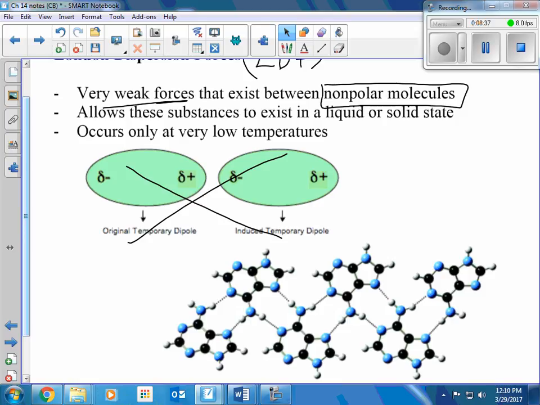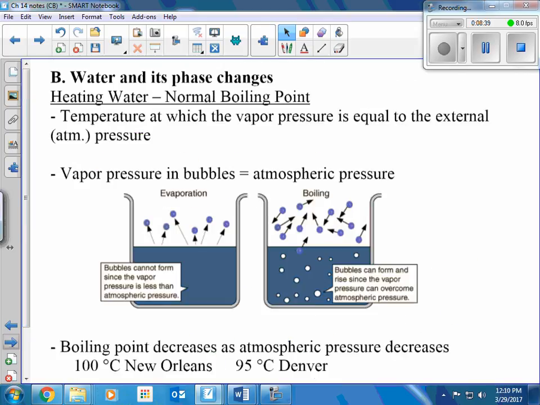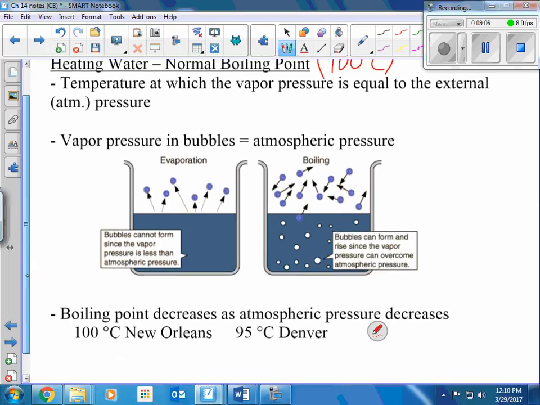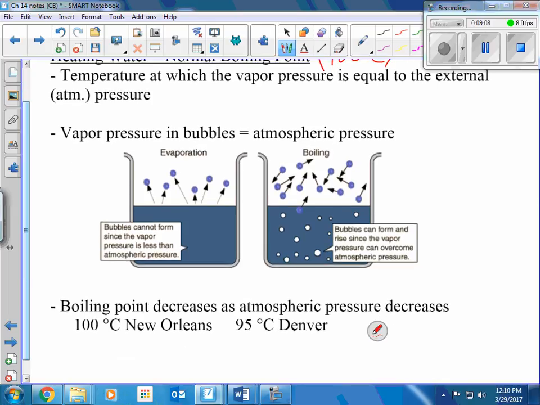Okay, then water phases and changing phase. We've talked a little bit about this already, so that's why I keep saying this is a chapter that mirrors a couple of other ones that we've been doing. If we heat water at a normal boiling point, and you should be thinking that our normal boiling point is 100 degrees Celsius here in Hastings, Minnesota, that is the temperature at which the vapor pressure is equal to the external pressure. We talked about this in the gas chapter, that we want to be able to have things evaporate and have things boil.